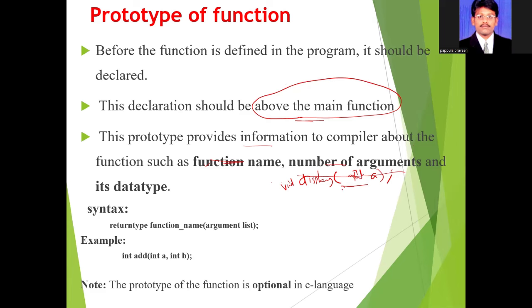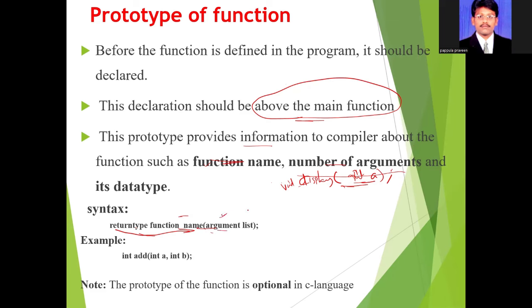Observe, the prototype is declared with void return type. Now, function name, number of arguments. Only one argument is required here. Now, int a, right, ending with the semicolon. Now, coming to syntax, you observe here: return type, either integer, float, character, or void. If you take void, there is no need to return any value from the called function to the calling function. And function name, argument list. Observe, function name, argument list.